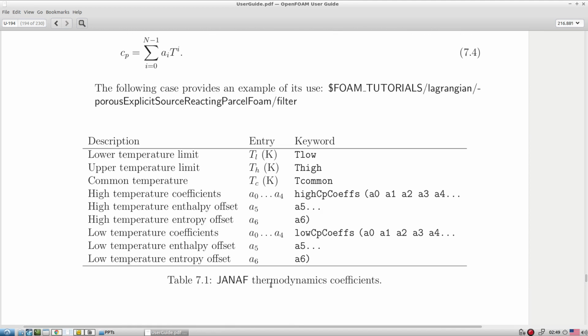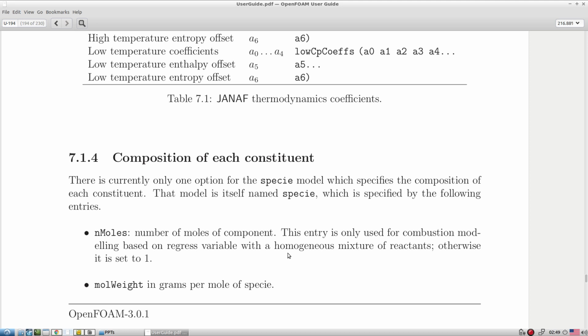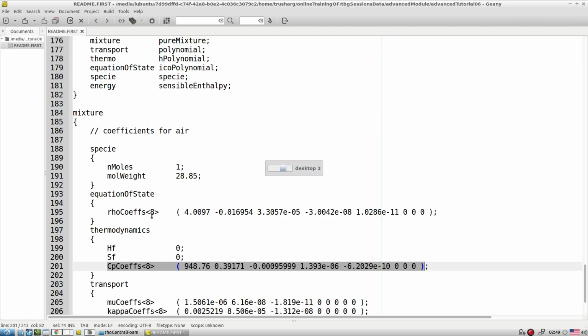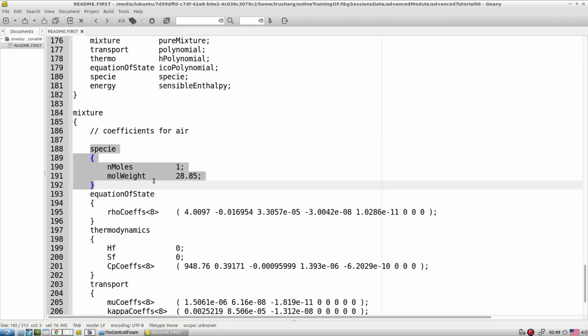For the janaf thermodynamic coefficients, it is given something like low temperature limit, high temperature limit, common temperature, then higher Cp coefficients, lower Cp coefficients, and all this goes inside. Then for the composition of each constituent, we have to specify nMoles and the molecular weight, so the number of moles of the component and the molecular weight. That entry is always required inside the specie area. So nMoles and molecular weight, we always have to specify.